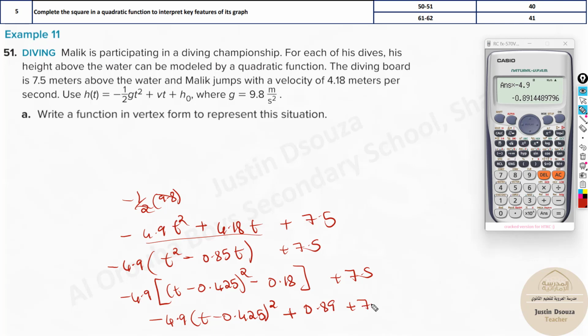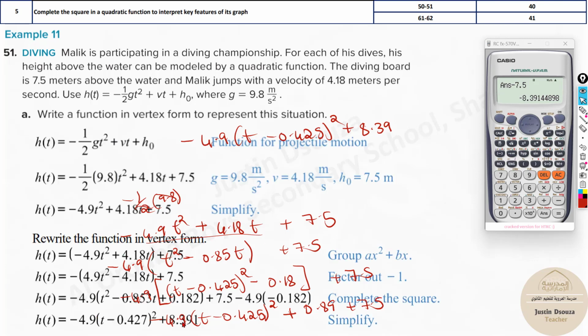0.89 plus 7.5. So the ultimate answer would be negative 4.9 times t minus 0.425 the whole square plus, add this up. Now this will be the final answer, but it's plus and plus, okay? It'll be 8.39. So this is the final answer. Let's look over here. You can see it's the same answer. It's just that they have taken 3 decimal points. We have not taken 3. It's fine. It's the same thing.